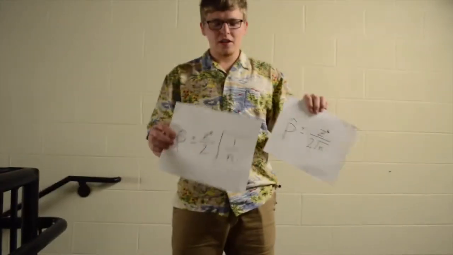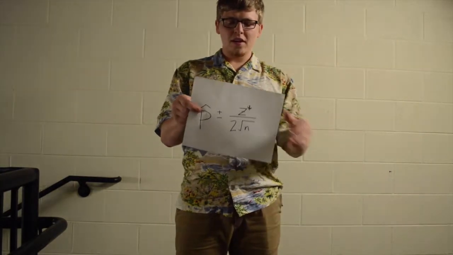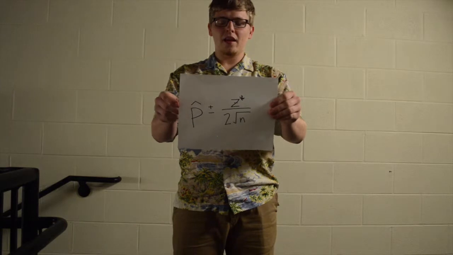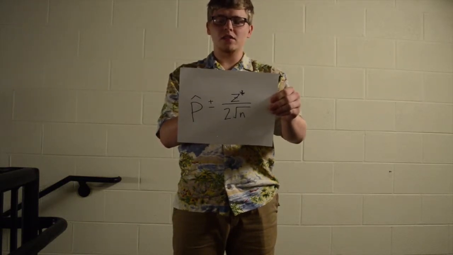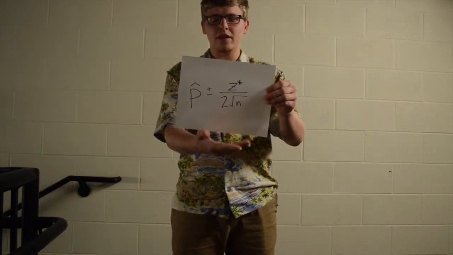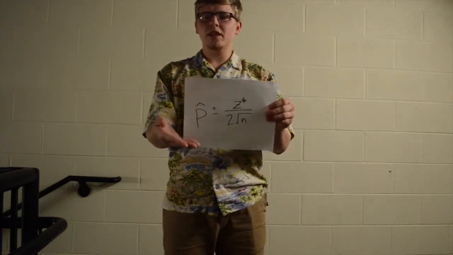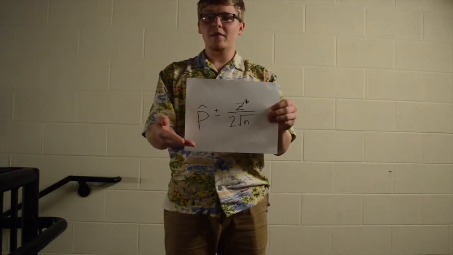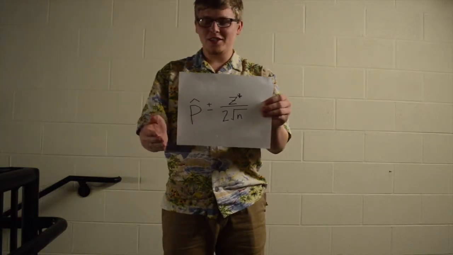But this can easily be simplified to this equation by taking the square root of 1 and the square root of 1 and then multiplying z star times 1, which makes z star over 2 square root. You might be asking, what is p hat? Well, that's a very good question.